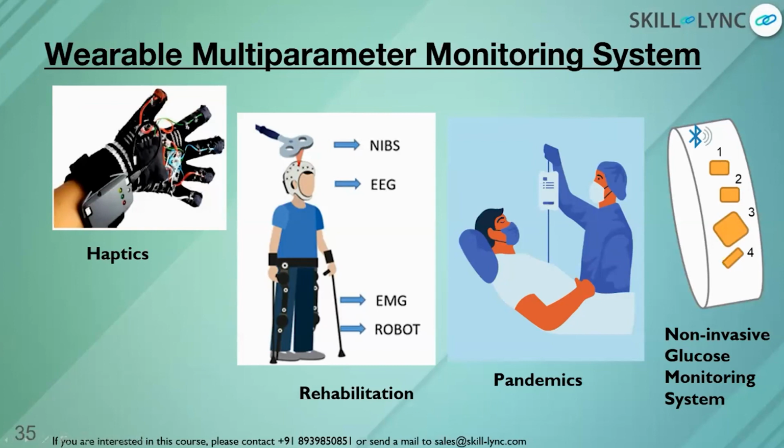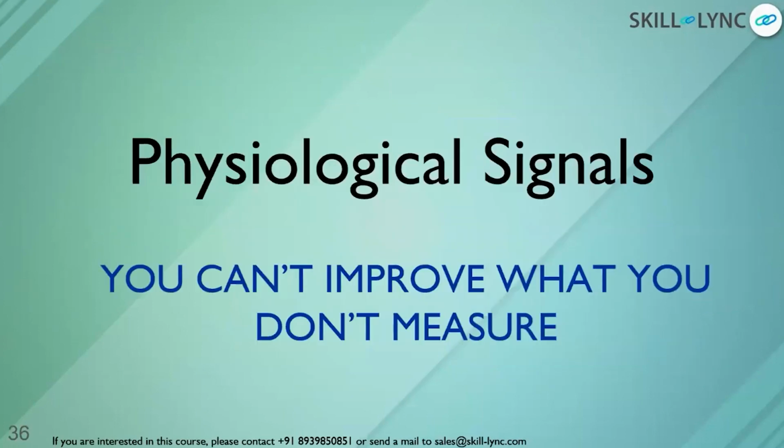The next most prevailing disease in India is diabetes. So if you come up with a non-invasive device for monitoring glucose and taking the parameters continuously, then that is going to be a great deal. So there are many companies who are coming up with these kind of devices as well. So we are now concerned about physiological signals.